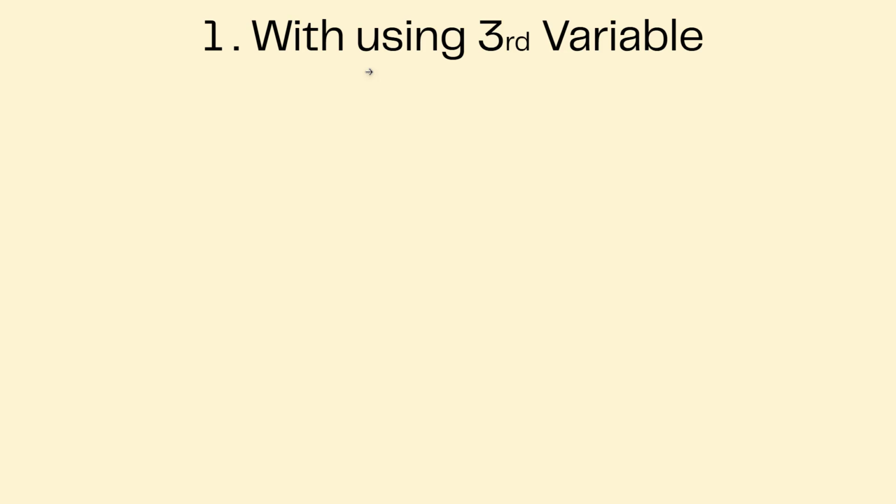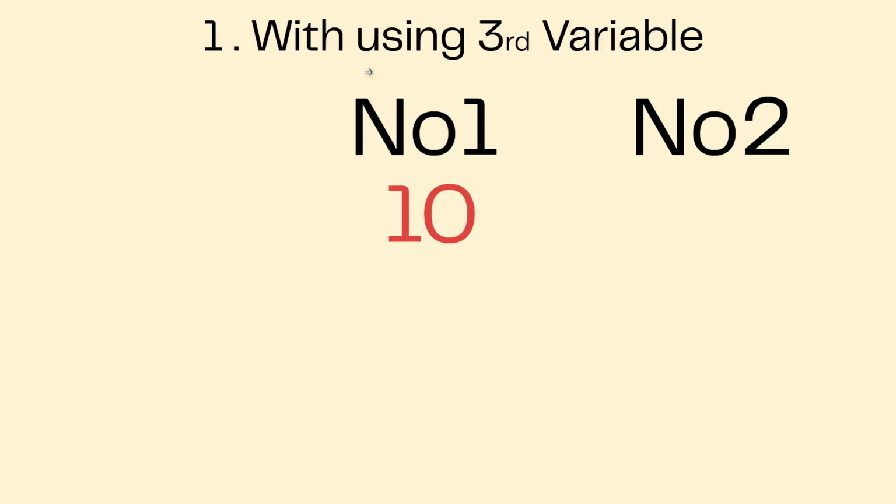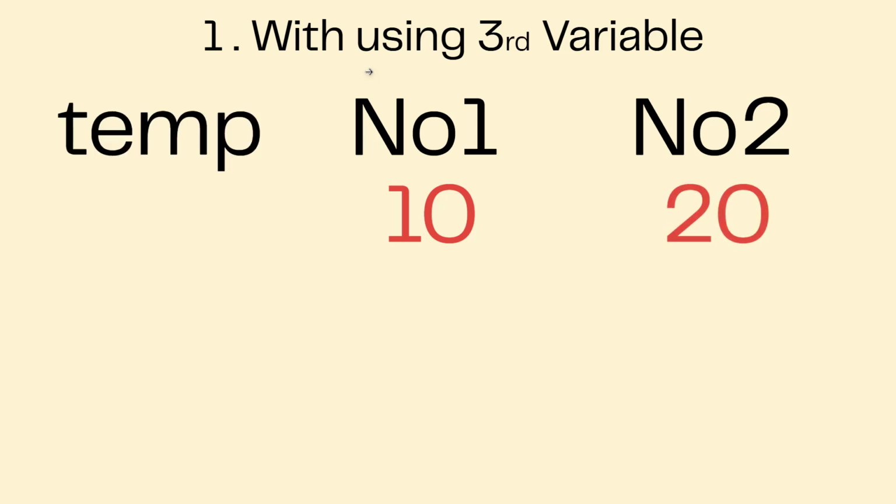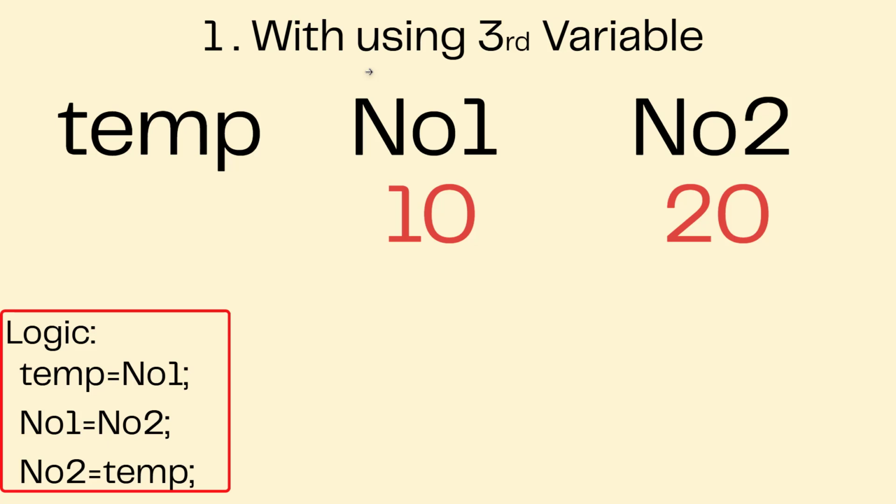Now to understand, again I am using the same example, number 1 and number 2. Number 1 has 10 value and number 2 has 20 value, and I am using another third variable, that is temp. Now we'll see its logic. So this is the logic. We are assigning number 1 into temp, then number 2 into number 1 and temp value into number 2.